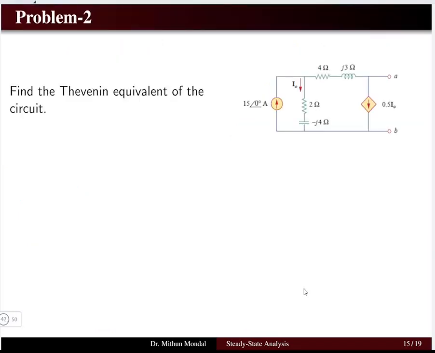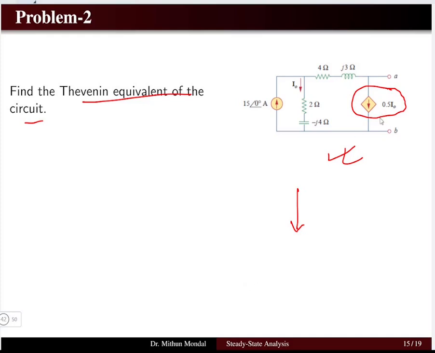Now, if we have one dependent source, then how do we solve that problem? Find the Thevenin's equivalent of this particular circuit. Here you observe that we have a dependent current source because we have an arrow. So it is a dependent current source. Can we solve this problem using the same method which we adopted in problem 1? No, it is not possible.